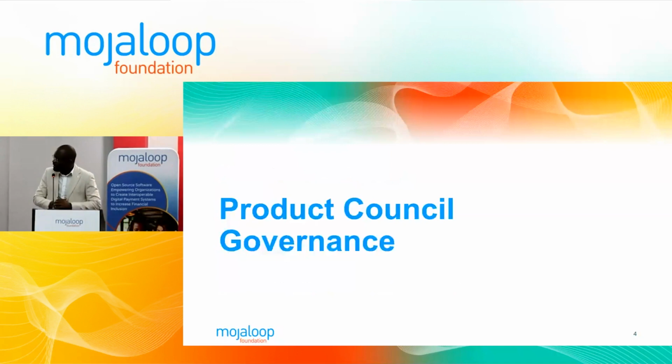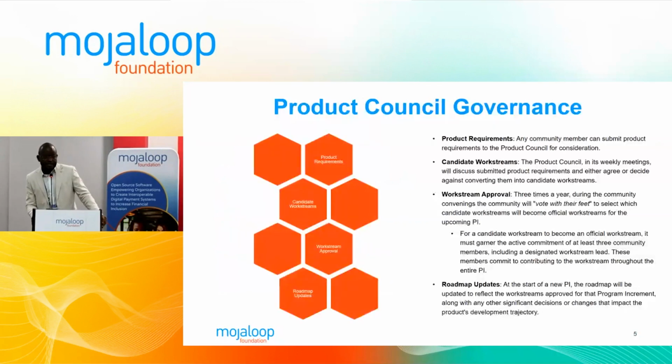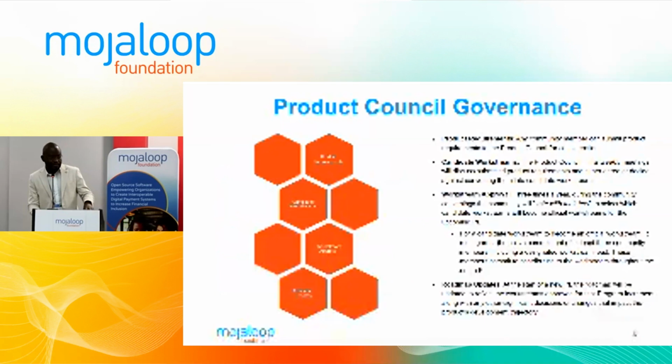We, as a community, have community governance councils. These are community decision-making bodies that make decisions affecting the product and the technical development of Mojo Loop. Now, I said this yesterday, but I want to highlight this one more time. Everybody in this room can influence or contribute to the decision-making process within the Mojo Loop community.